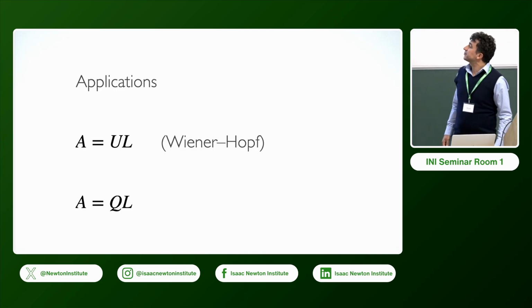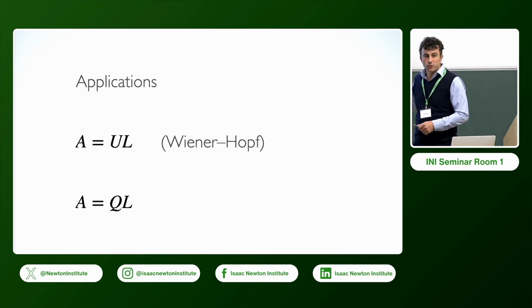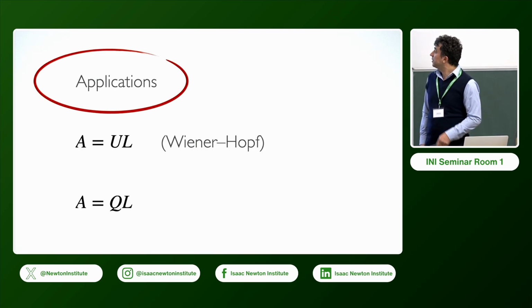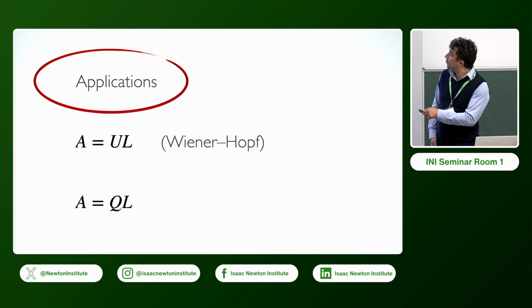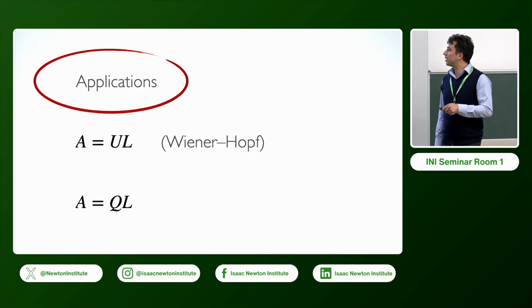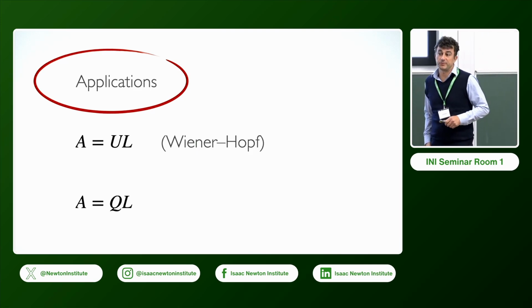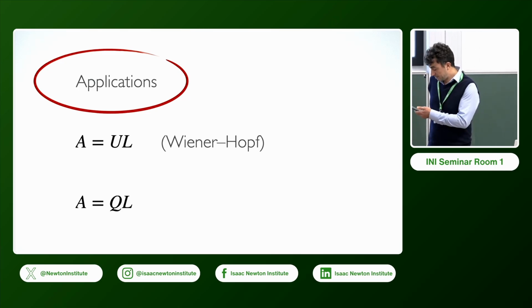We have 3 sections. We'll first start with some motivating applications. One's different than the usual Wiener-Hopf applications. Then I'll discuss UL, which is of course solvable with Wiener-Hopf techniques, followed by QL, which I haven't seen in the Wiener-Hopf literature, but it's very likely it does exist, so please let me know after the talk. Okay.